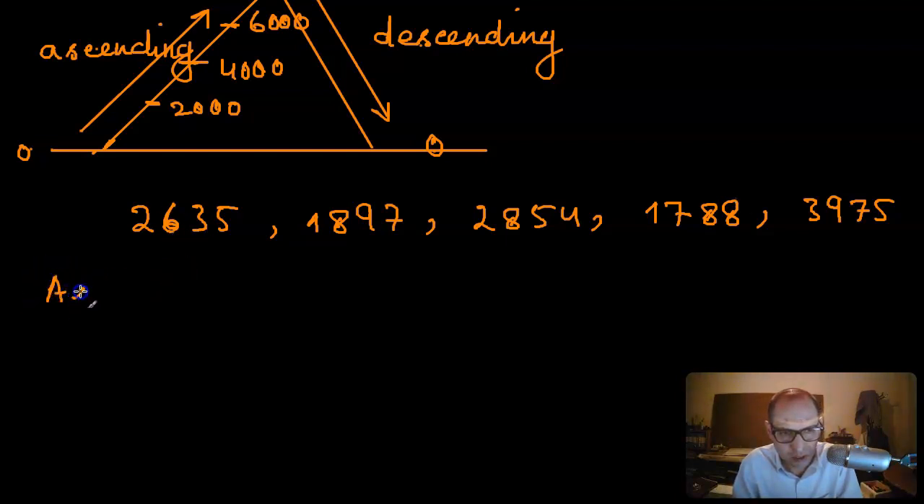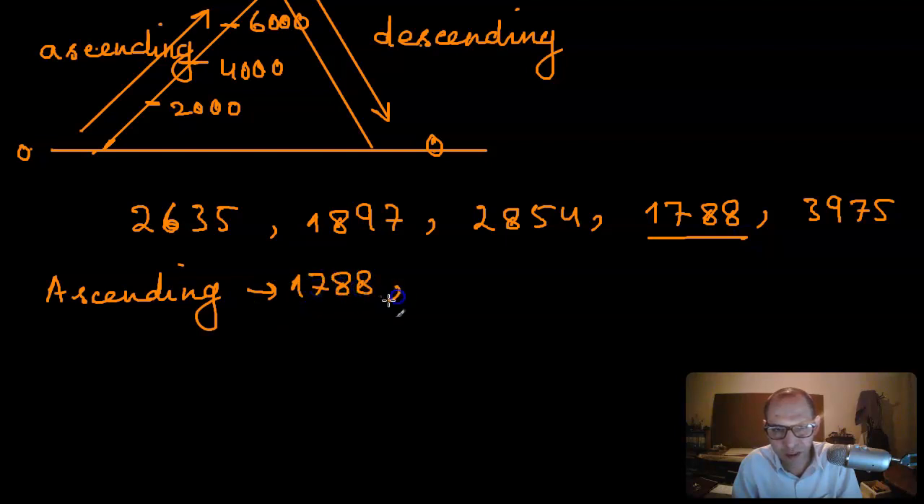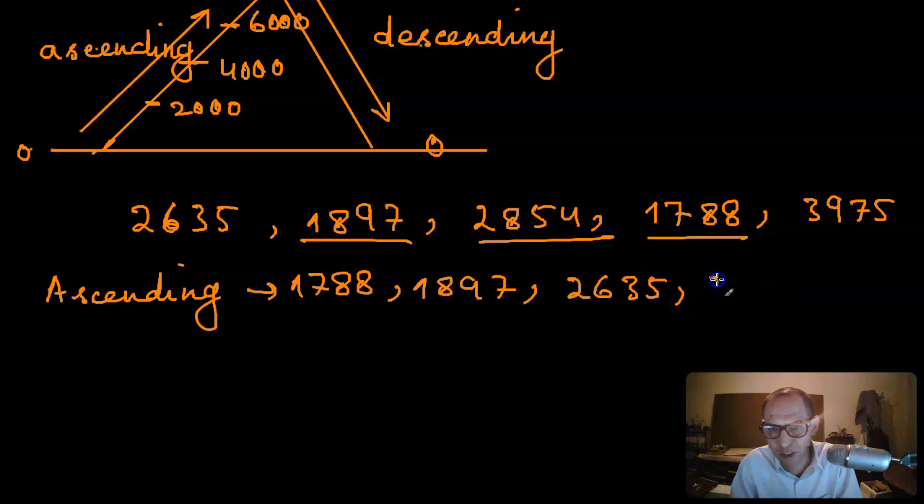So in ascending order, the numbers start from the smallest one to the largest one. The smallest one on this list would be 1,788. After that you have 1,897. After that you have 2,635, and after that you have 2,854, right?